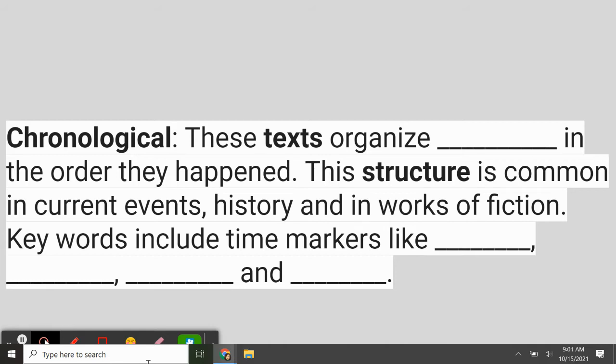All right, did we all find this slide? Yes. Okay. So like I said, we're going to focus on chronological text structure today. So we know that chronological is organized in time, right? In time order. And lots of times you can look for dates to help you recognize that it's a chronological text structure. Now, the purpose for finding a text structure is to help you summarize. Because once you know the text structure, you can figure out what's important, and then it can help you summarize. So first thing in your first blank, we're going to put these texts organize events in the order they happened. Okay, so your very first blank there, you're just going to type events.